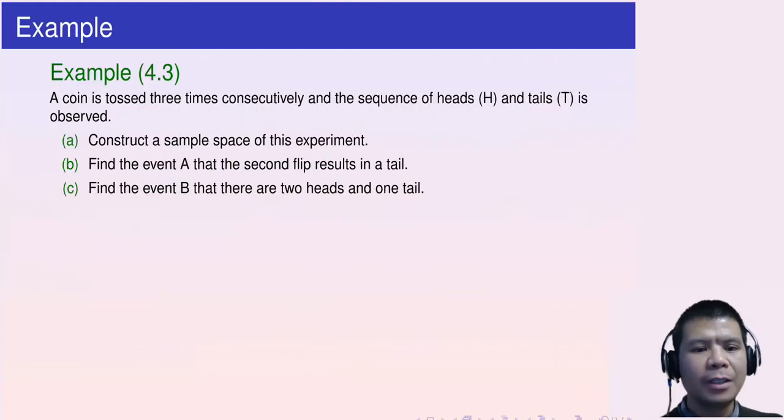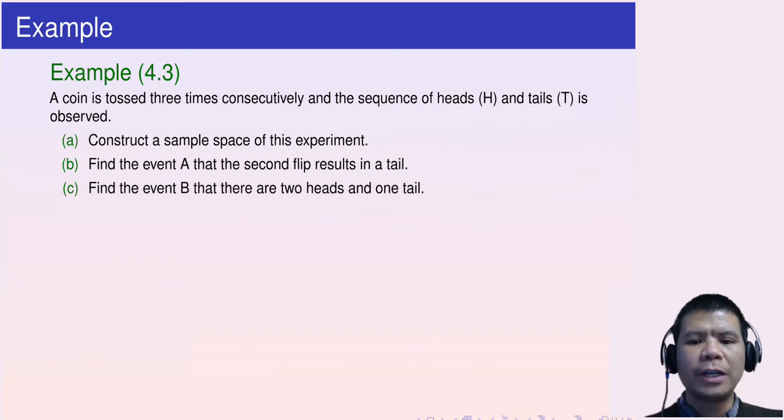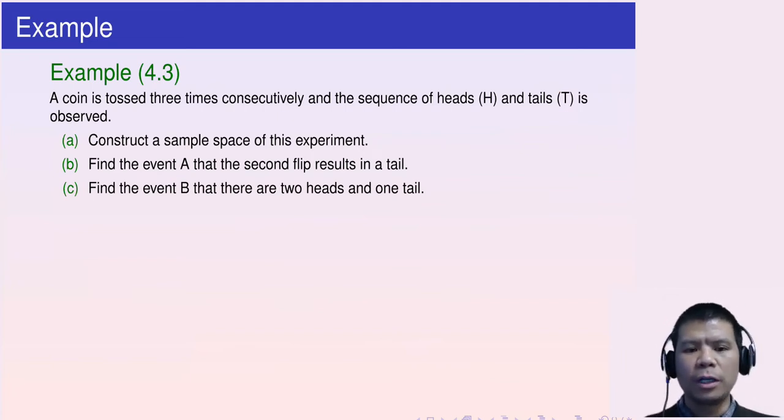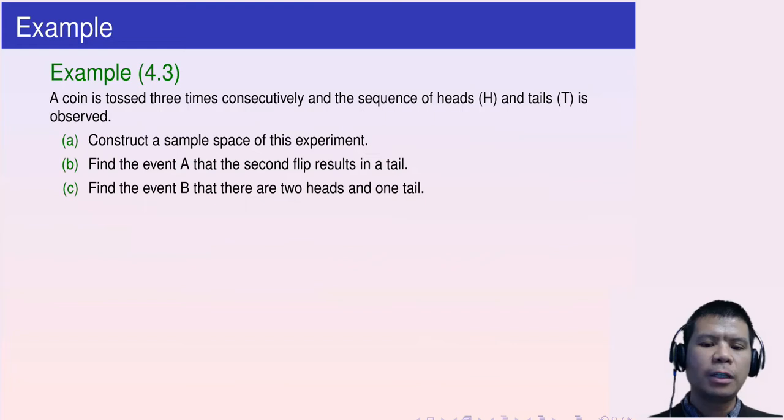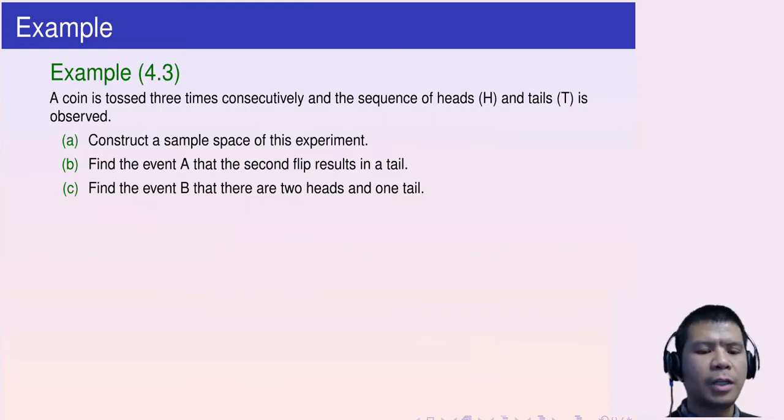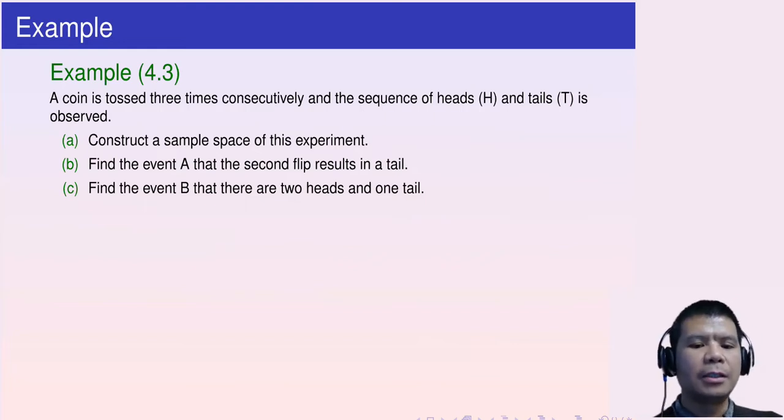Now let's consider this example. A coin is tossed 3 times consecutively, and the sequence of heads and tails is observed. A, construct a sample space of this experiment. B, find event A that the second flip results in a tail. C, find event B that there are 2 heads and 1 tail.